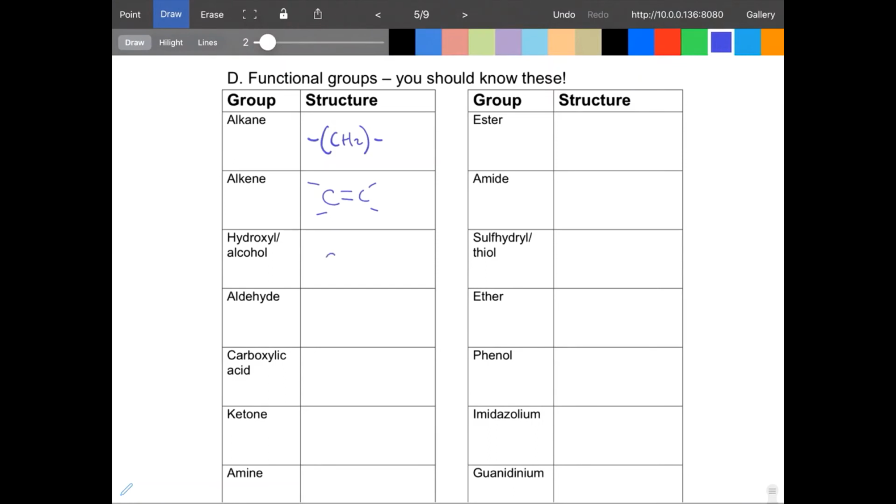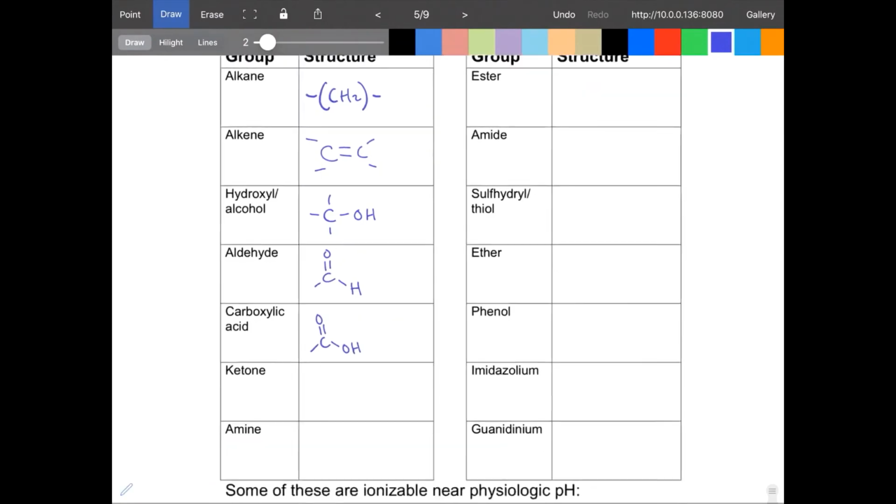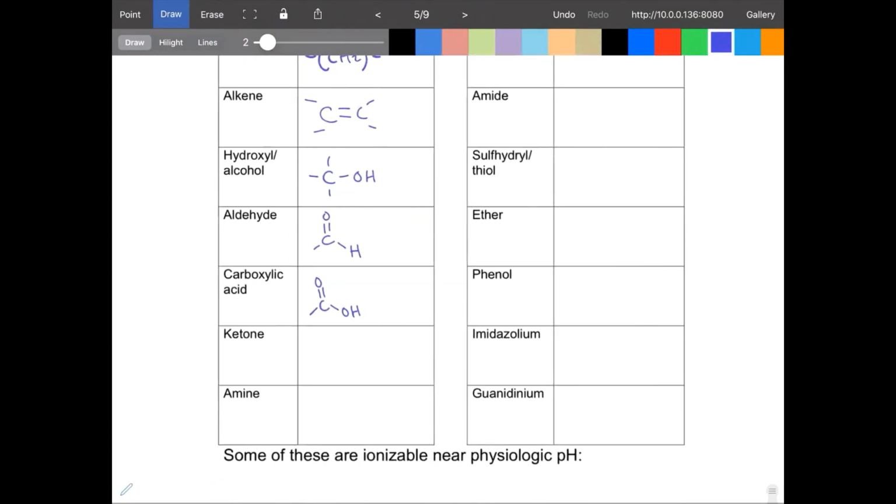For example, if we have a carbon that is bonded to an OH group, that's a hydroxyl or an alcohol. If that carbon is instead a carbonyl, like this, and it's bonded to something else, and at least one of those is a hydrogen, that's an aldehyde. And if we, again, have that carbonyl, but instead of just a hydrogen, it's an OH, now that's a carboxylic acid. All of these have been quite polar for the most part.